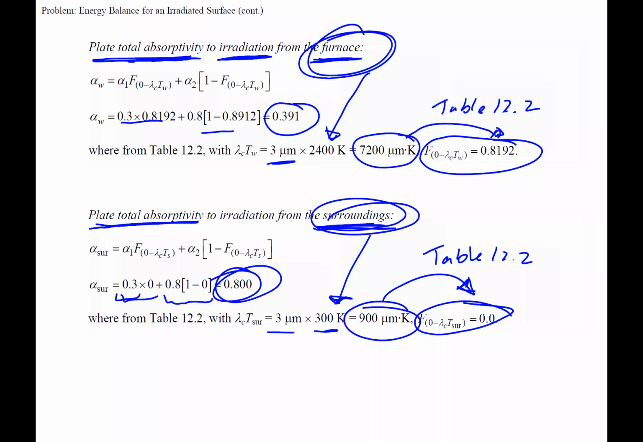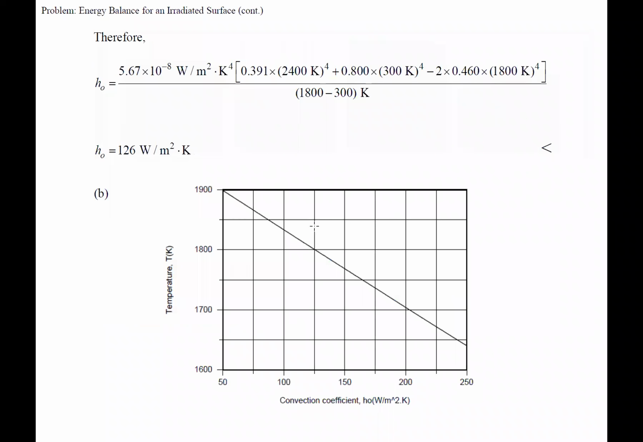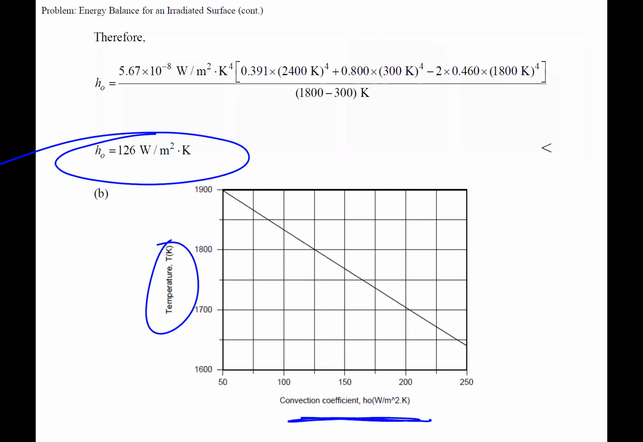Okay, so we have all our factors. We can plug it into our conservation of energy equation, and we get 126. Okay, here they're just changing that H value and seeing what the plate temperature changes to. Right, we were right around here in part A, and now they're just varying it and seeing what's occurring. Any questions?